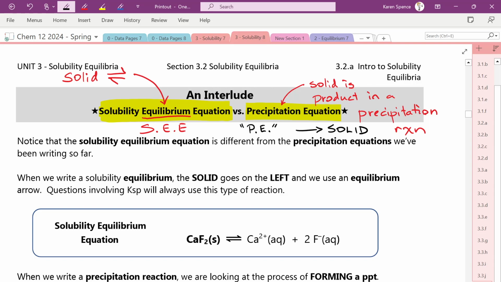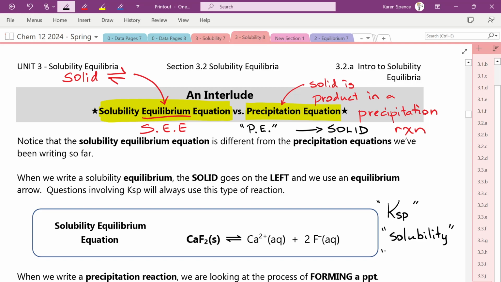Okay, the solubility equilibrium equation. And what is it used for? How do you know that you'll want to use it? You will use it in KSP. When you see the term KSP, you will use it when you see the term solubility.